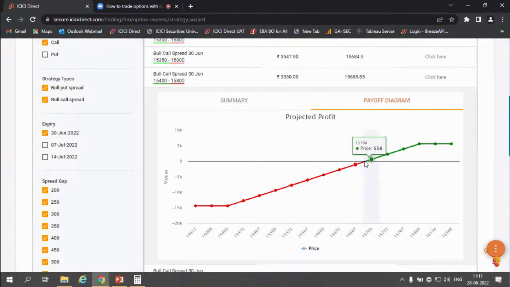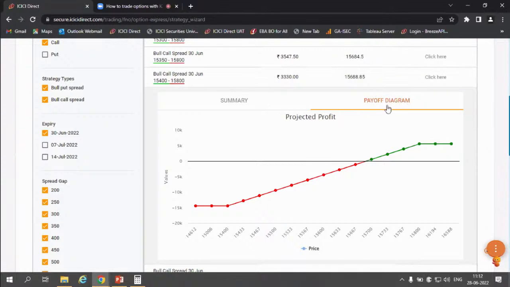15,688 was the break even. So if market closes at 15,688, you'll be break even. Break even means no profit, no loss. So going forward on top of that, you will be making profit. If market moves ahead, you'll be making profit, and the maximum profit that you're going to make for this particular one is 3,330. Previously when I was showing, the market was something else, and now the market would have changed, and because of that the numbers have changed.